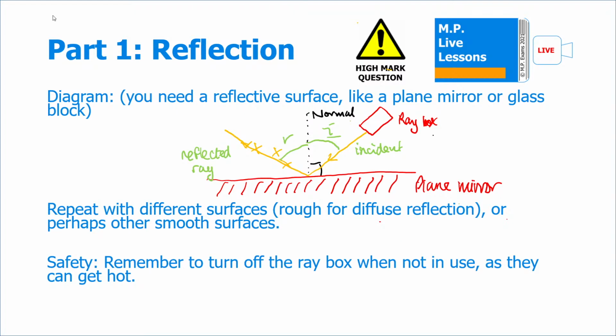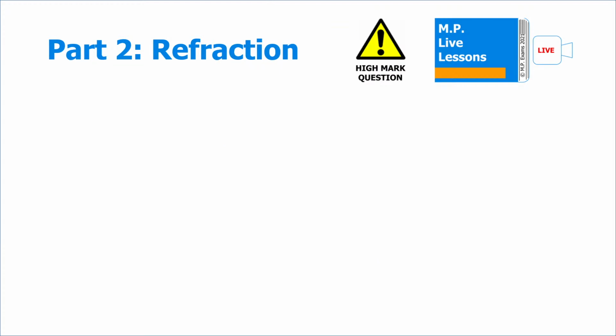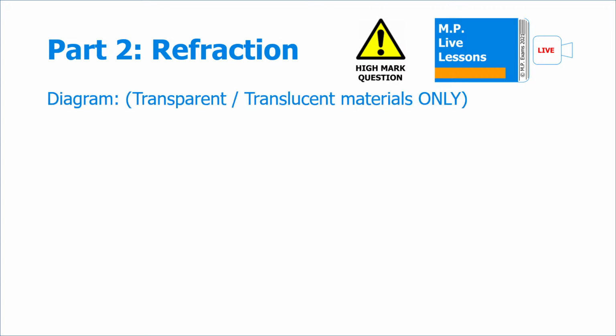Now, the other practical is refraction. So this is where instead we have a transparent material. So this would be things like glass, perspex, and so on.